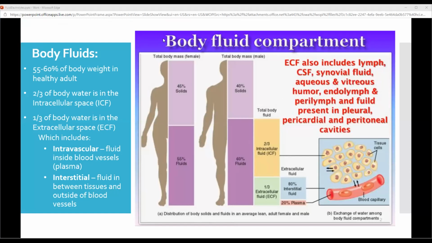So fluids and electrolytes, right? So if you pull out your worksheet, the first couple questions are going to be answered in this first slide. We're talking about fluid and where it resides in the body. If you think about it, every part of your body, every tissue in your body is made up of cells.